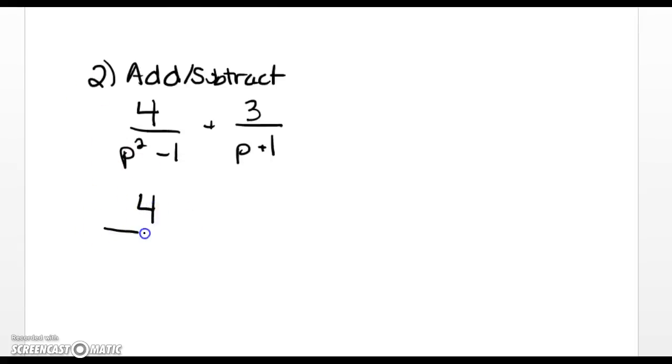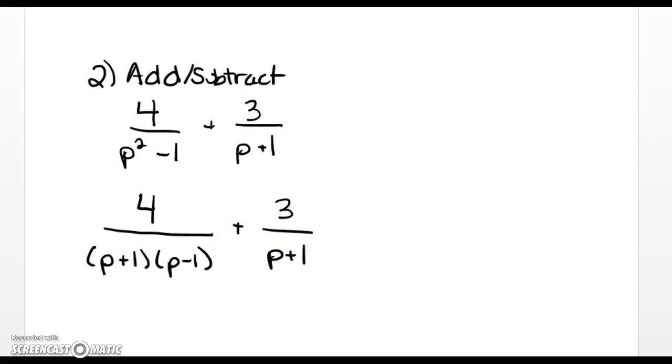And we've already done the work for this. So p squared minus 1 can be rewritten as p plus 1 times p minus 1. And then our second fraction is already in its simplest form, broken down to its different factors. So you don't actually have to do anything for that one.